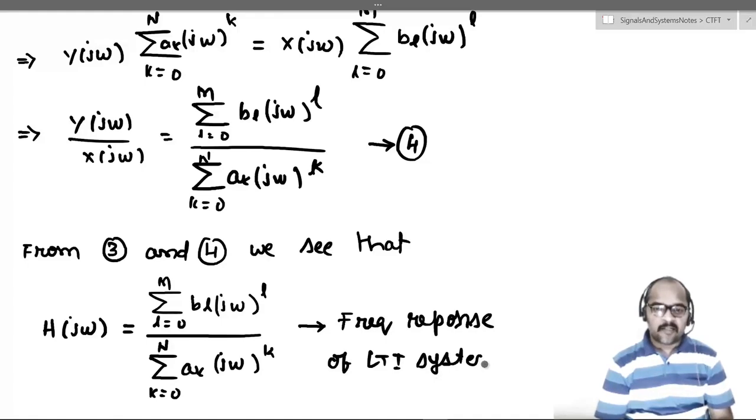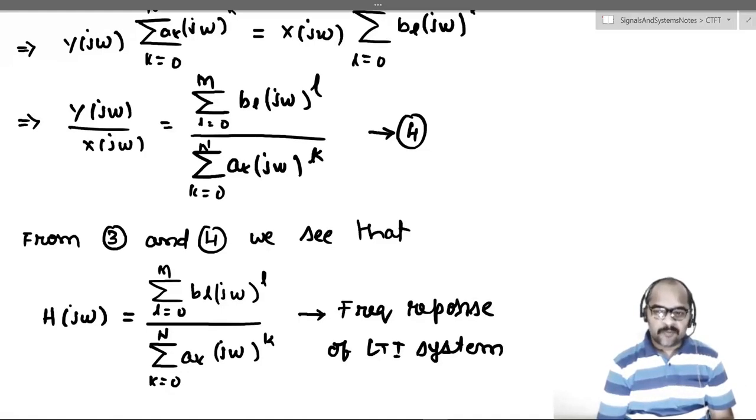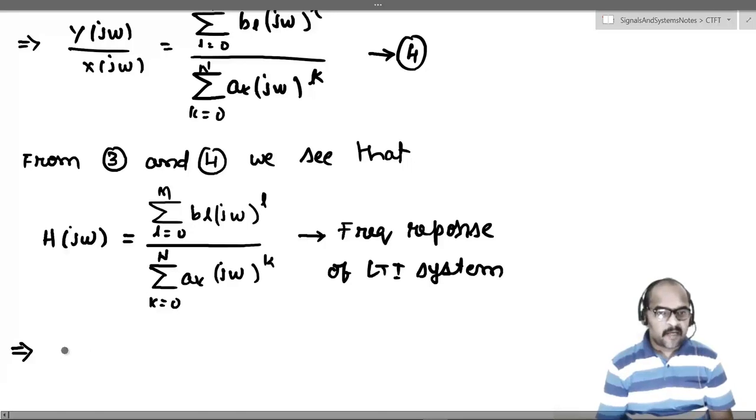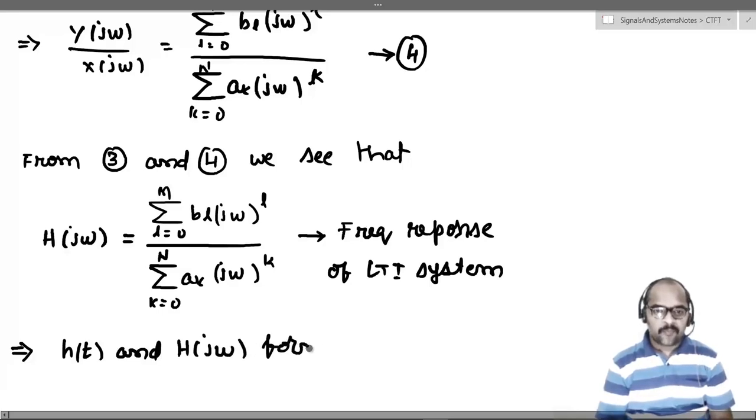So what does that mean? Our impulse response h of t and the frequency response H of j omega form a Fourier transform pair. So this implies h of t and H of j omega form a CTFT pair.